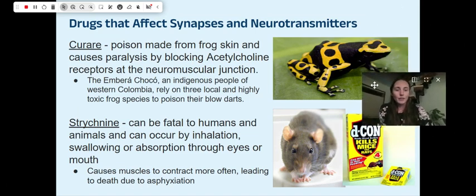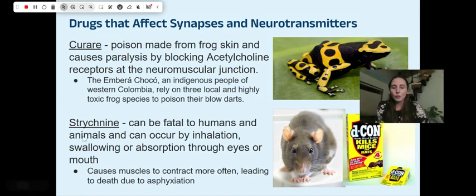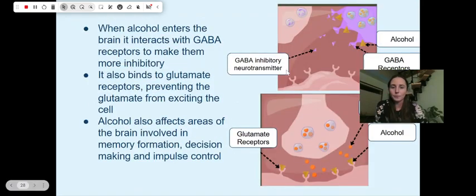Another drug that can affect our synapses and neurotransmitters is strychnine, which can be fatal to humans. It's often found in rat poison. If you inhale it, swallow it, or absorb it through your eyes or mouth, it can cause your muscles to contract and contract and contract so much that you just stop breathing, which is all to do with how those signals are sent. So those signals are getting sent wrong in our nervous system.